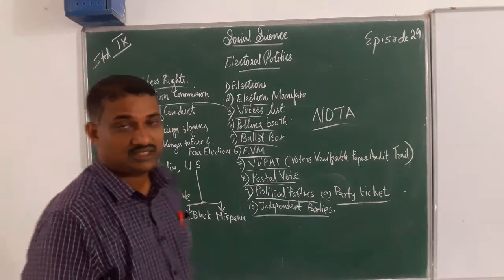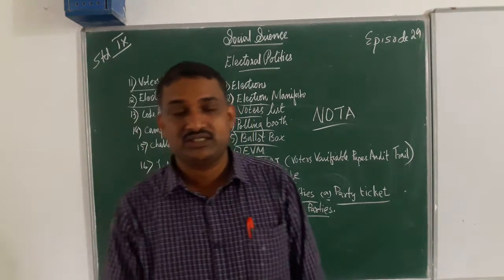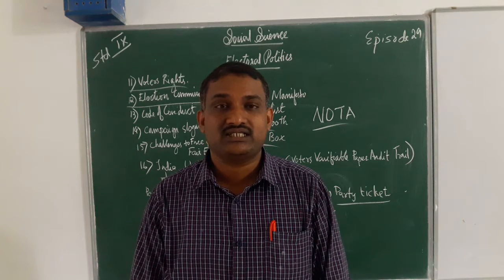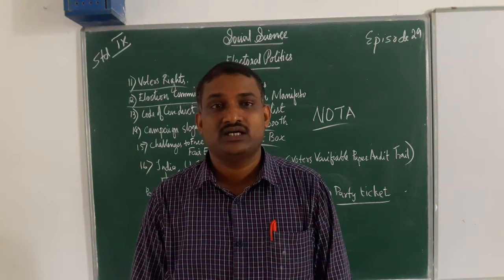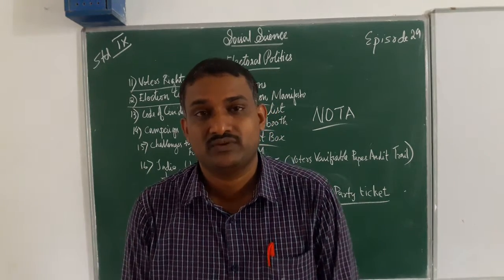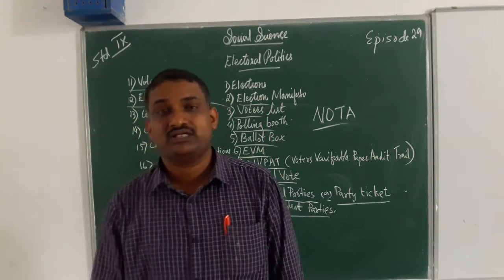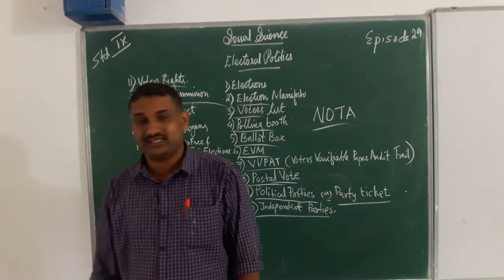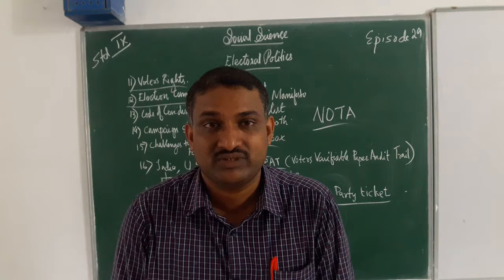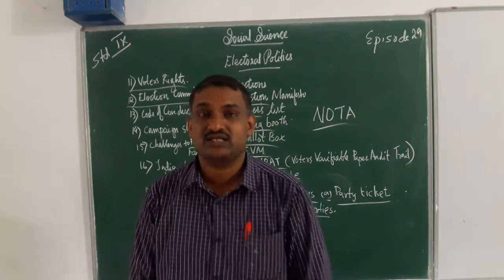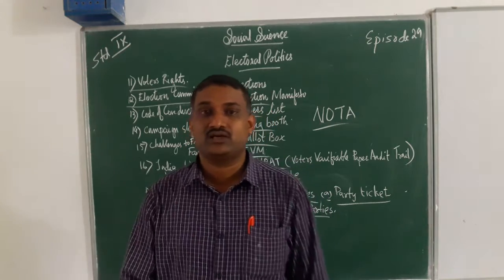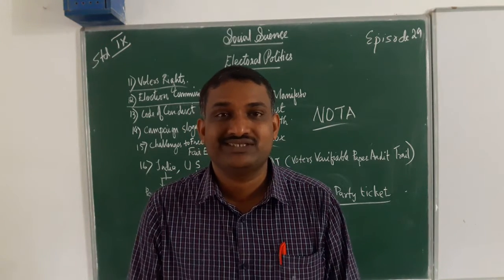election commission. What is the duty of the election commission? The election commission has vast powers. How does it enjoy vast power? Because the election commissioner is appointed by the president. Once the president appoints the election commissioner, this election commissioner can rule independently. Independently he can rule and look after all these things.